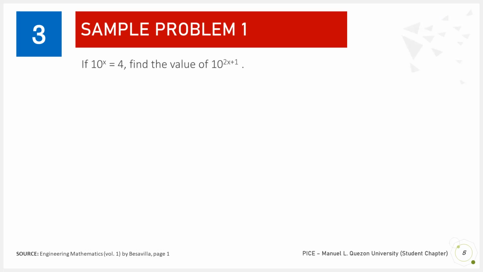Okay, so let's talk about the sample problems naman. So the first problem: if 10 raised to x is equal to 4, find the value of 10 raised to 2x plus 1. So yung first na gagawin natin is we transform yung 10 raised to 2x plus 1 since yun yung unknown na hinahanap natin. So we apply the law of exponents 2a. That involves the product of two terms with the same base. So kapag product of two terms with the same base, we simply add their respective exponents. So ganun yung ginawa natin. And we have to take note na yung 10 has an exponent of 1.